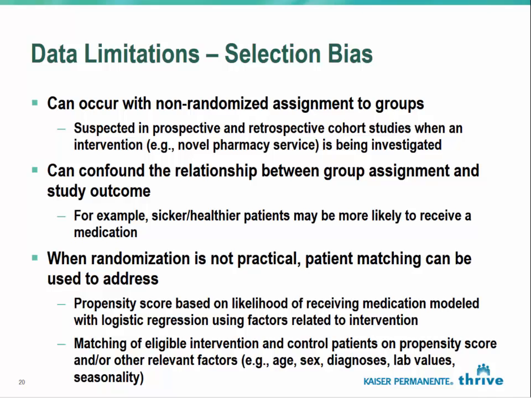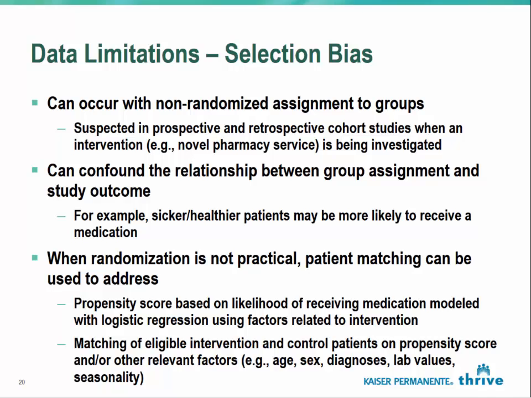Propensity scores are pretty common now and pretty popular. A propensity score is usually based on the likelihood of receiving the medication. So in that case, we would model these patients with logistic regression, and we would include clinical factors and maybe sociodemographic factors that we think would be related to the patient receiving a medication or not. Then we would use this propensity score. We can match on it. We can do other things statistically to help us overcome some of these biases.